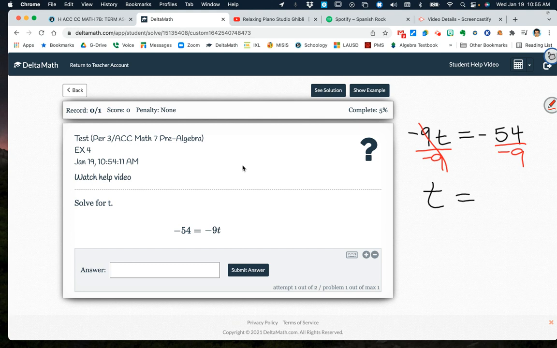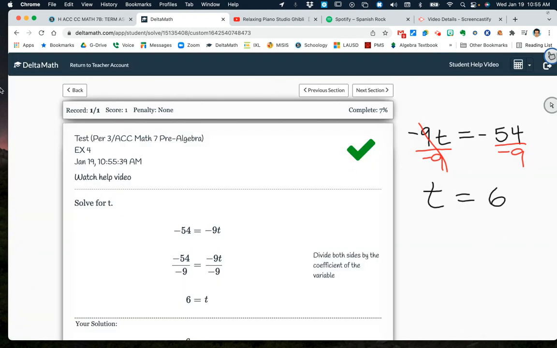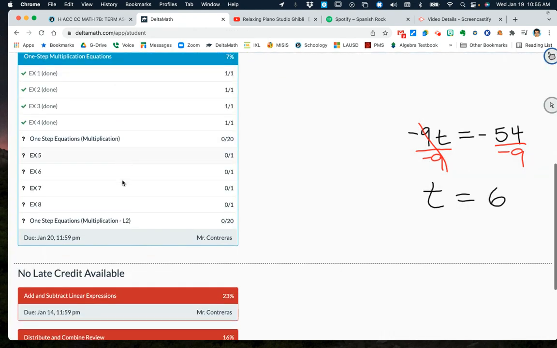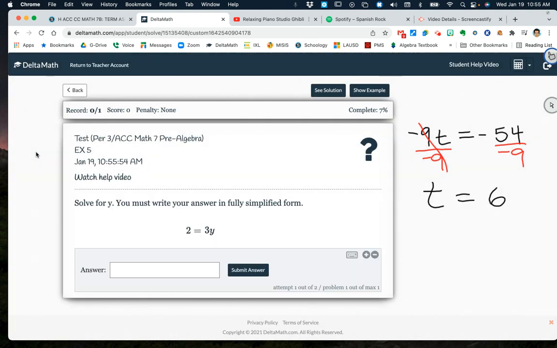And negative divided by negative is a positive 6. All right, perfect. Now, let's go to example 5. These are going to be a little different, guys. I want us to cover these as well. I know you're probably deep into trying to get this done. You will. But everyone go to example 5, please.